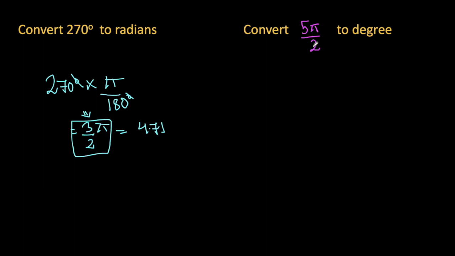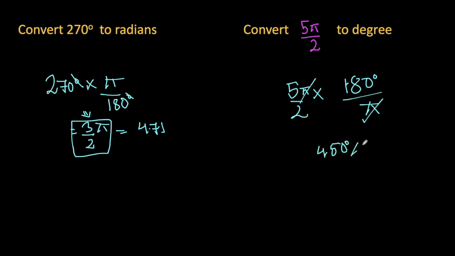Convert pi over 2 to degree. Now here we are trying to convert radian into degree. So this is the question. Now what is the conversion factor here? It is just the reciprocal of this. So it is 180 degree divided by pi, and here the pi and pi will be cancelled out. Then we have to multiply 5 times 180, divided by 2, and you will get 450 degree. Okay, so this is the way, because this circle is not cancelling out.